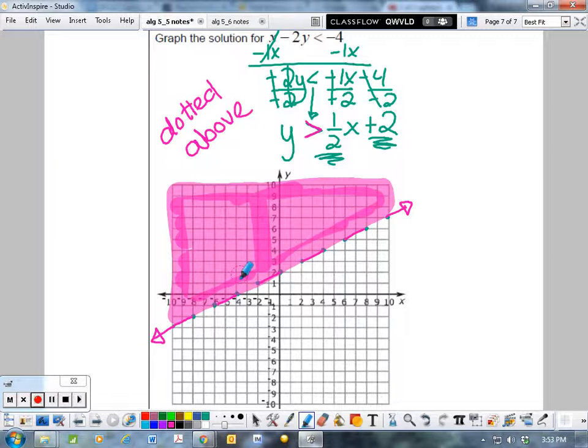So we're almost done with chapter 5. Now that we've graphed inequalities on a graph, we're going to graph a system of inequalities. So 2 of these on the same graph and talking about where your true solution is.